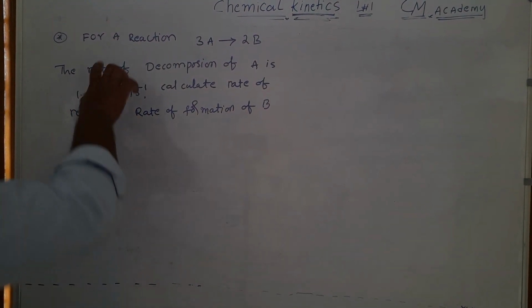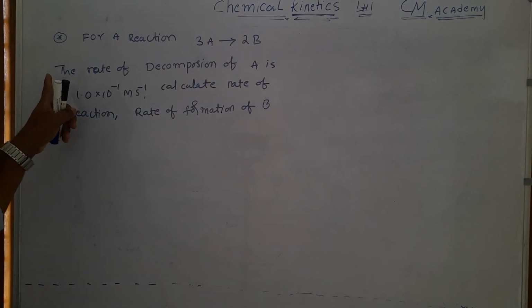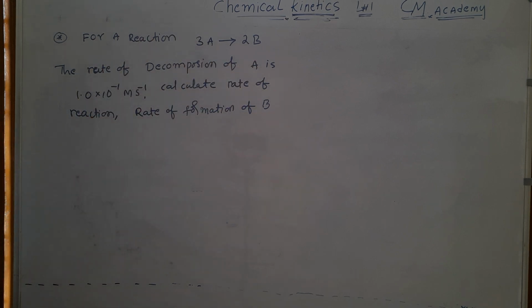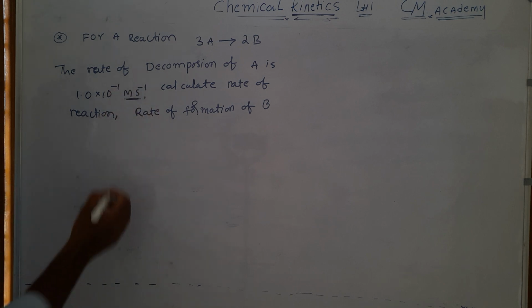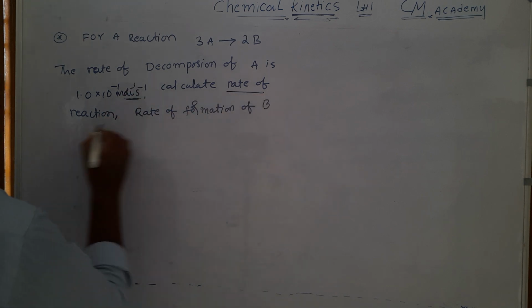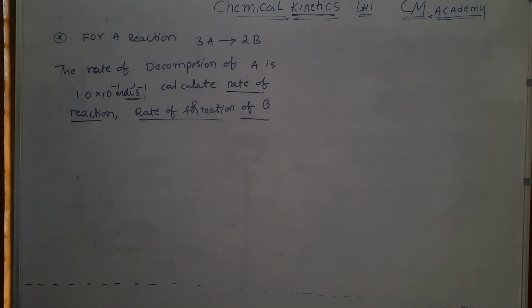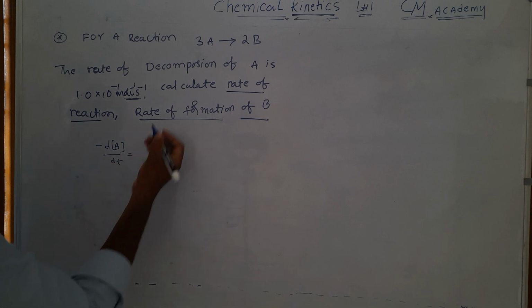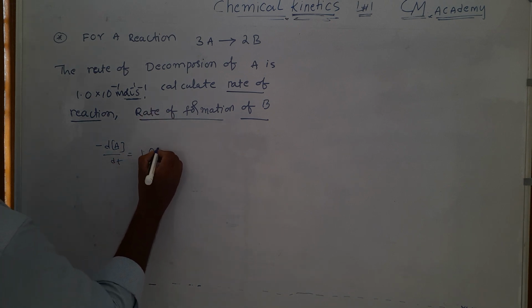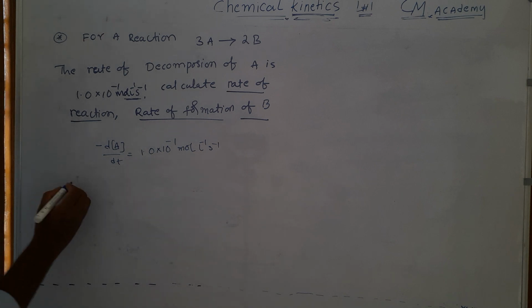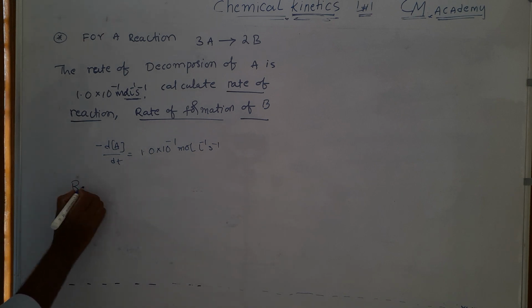So now let us come here. For a reaction 3A plus 2B gives products, the rate of decomposition of A is given as 1.0 into 10 to the power of minus 1 moles per second, meaning molar per second or mole liter inverse per second, and they ask us to calculate the rate of reaction and the rate of formation of B. First, the rate of decomposition of A, minus dA by dt, is given as 1.0 into 10 to the power of minus 1 mole liter inverse second inverse, and we need to find the rate of reaction, ROR.